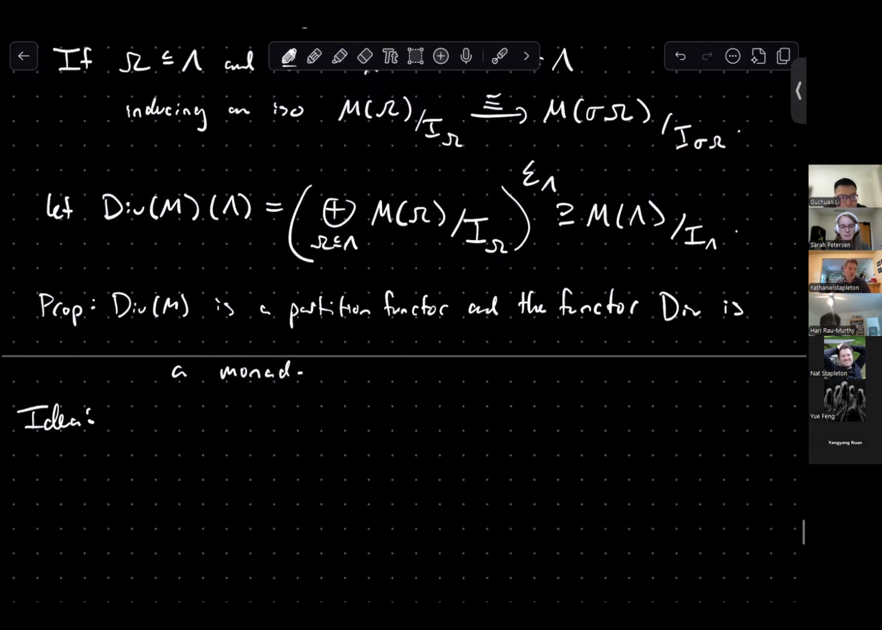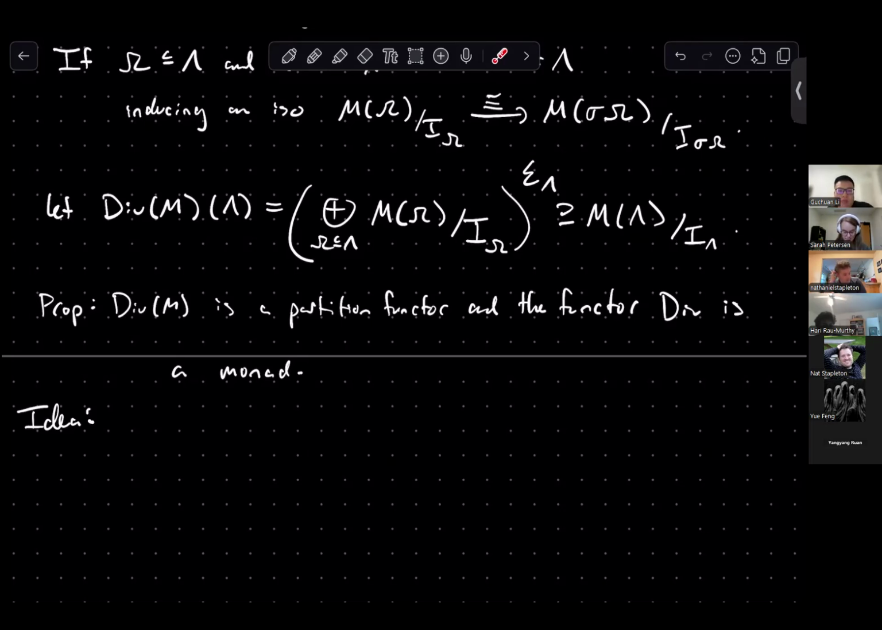So what are those? The restriction map, if I have some theta less than or equal to lambda, is just a projection. I can just project onto the summands that are the omegas contained in theta. And so that's where the restriction maps come from in the partition functor div of M. The transfer maps, if theta is contained in lambda, the transfer map from div of M of theta to div of M of lambda is a kind of double coset formula. It really looks a lot like the double coset formula we saw on class functions.